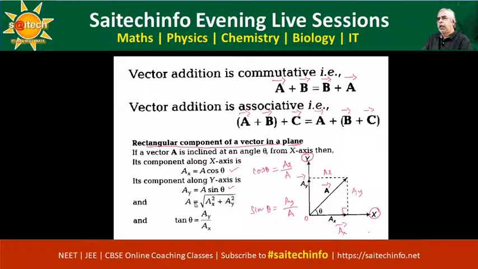So here this is A x squared, and this is the hypotenuse. Okay, right. Now what is tan theta? Tan theta is equal to A y, the opposite side, divided by the adjacent side. So that is why I have given this. So as rectangular components, we can explain the vector in a plane.